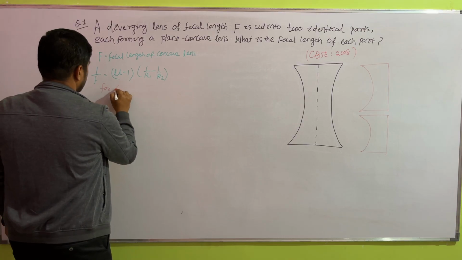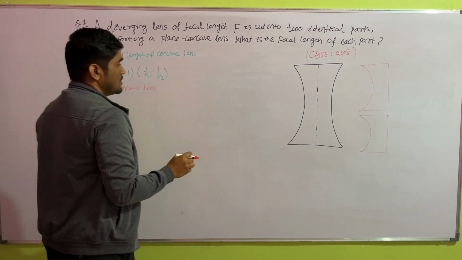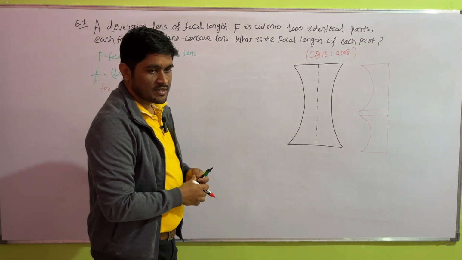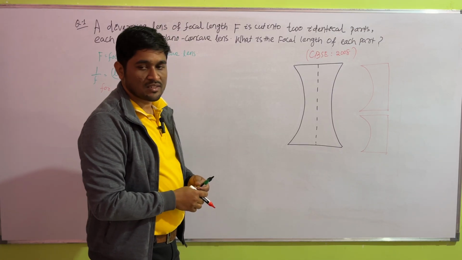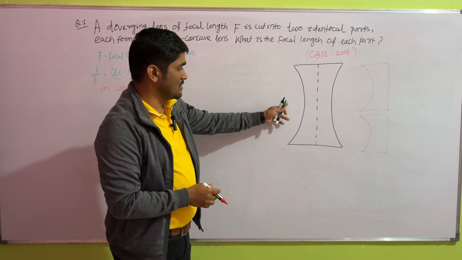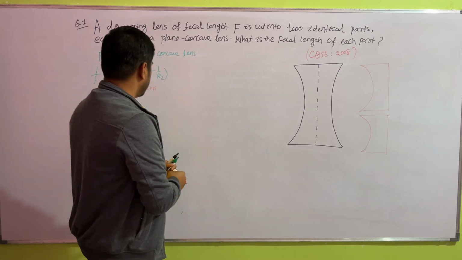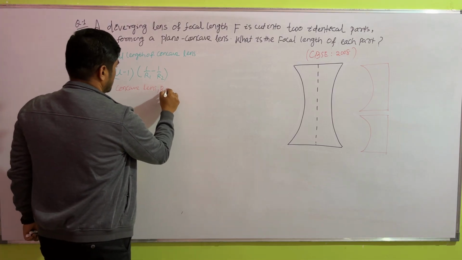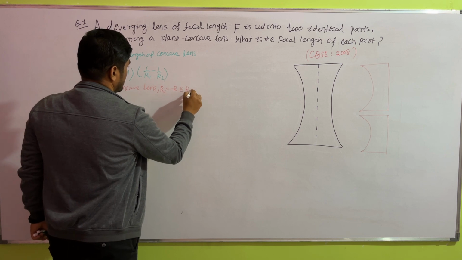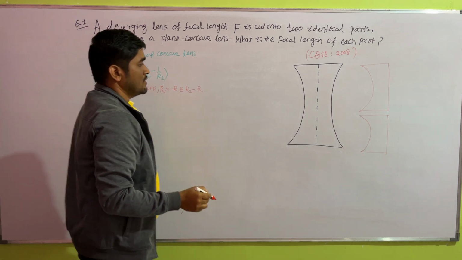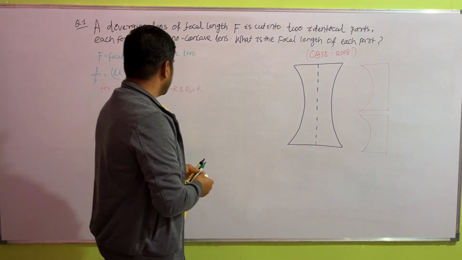And we know for a concave lens, this is the first surface for which the radius of curvature r1 will be negative by using sign convention. R1 lies on this side, left of the pole, so this will be negative. R1 is equal to minus r and r2 is equal to r. R2 lies on this side, right of the pole, so this will be positive.